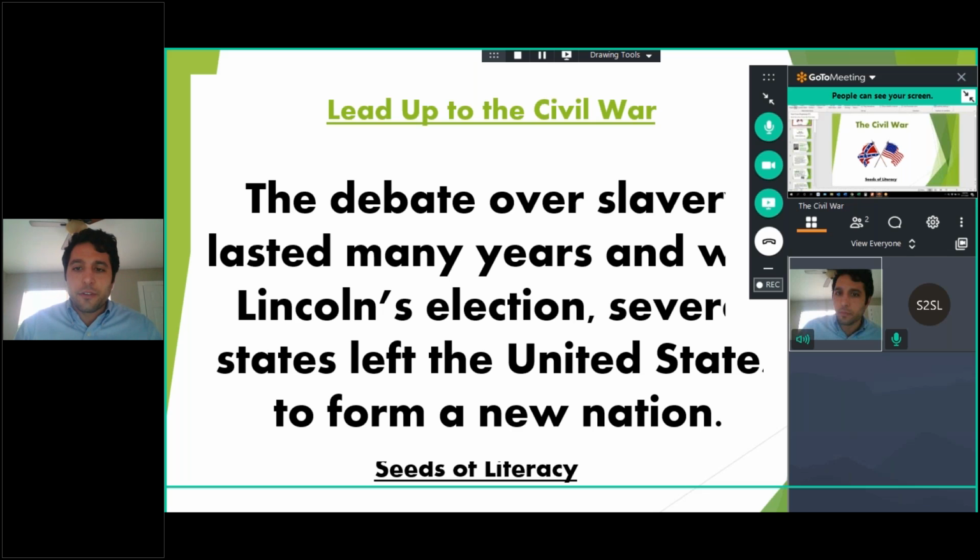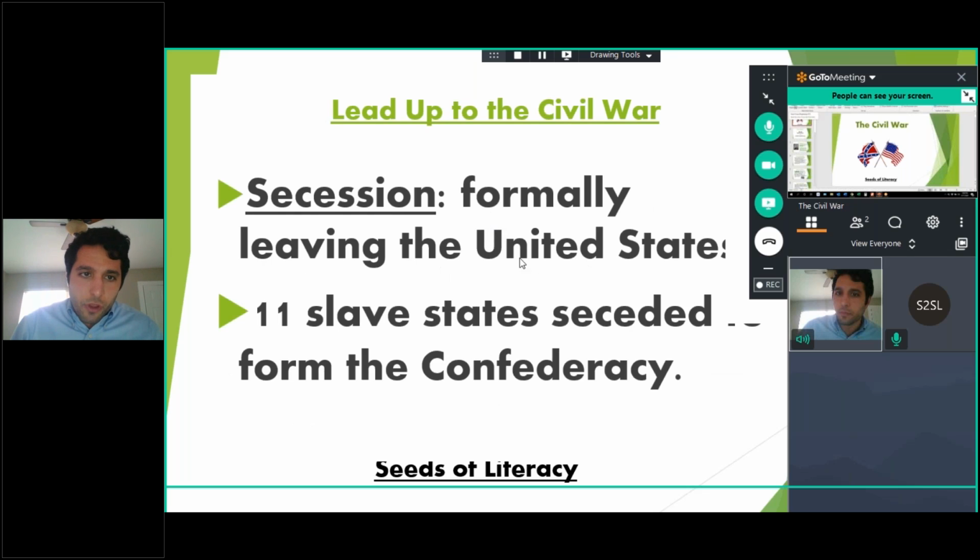And once he gets elected, you have these several southern states that were already disillusioned by the things that he was saying, and they decided that they are going to leave the United States and form a new nation. They saw it happen before when the American Revolution was literally less than 100 years before. They broke off from Britain, and so now you had these people that were angry about this, and they said, okay, well, we can form our own nation as well. And so that formal departure from the United States was called secession, and 11 slave states seceded to form the Confederacy.